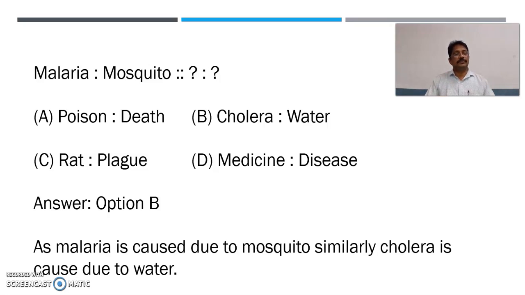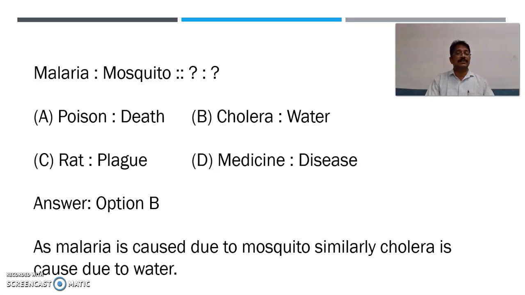Malaria, mosquito. When you observe it, malaria is a disease and the mosquito is the thing which causes the malaria disease. So the relation is: the disease, and the causing factor. Here both terms are missing, and you have to identify those two. Poison and death: by poison there is a possibility of death, but poison is not a disease. Am I correct?